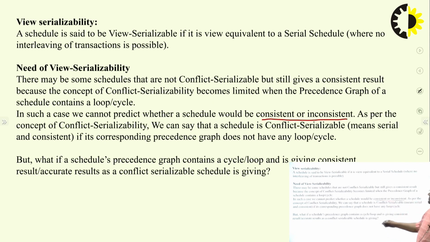As per the concept of conflict serializability, we can say that the schedule is conflict serializable, meaning serial and consistent, if its corresponding precedence graph does not have any loop or cycle.